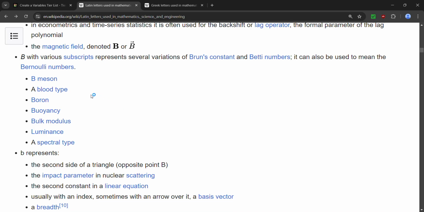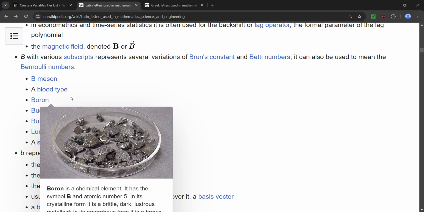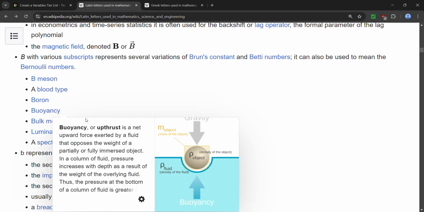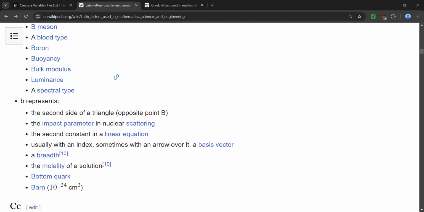What do we got? Blood type? No. Boron. I don't know if chemical elements really count. I want to lean towards the fact that they don't, because I'm talking about seeing them in equations. And I guess you could have a reaction equation that has the chemical element, but that's a little bit different. So I'm leaning towards chemical element symbols don't really count towards these variables and symbols. Buoyancy, bulk modulus. Okay.